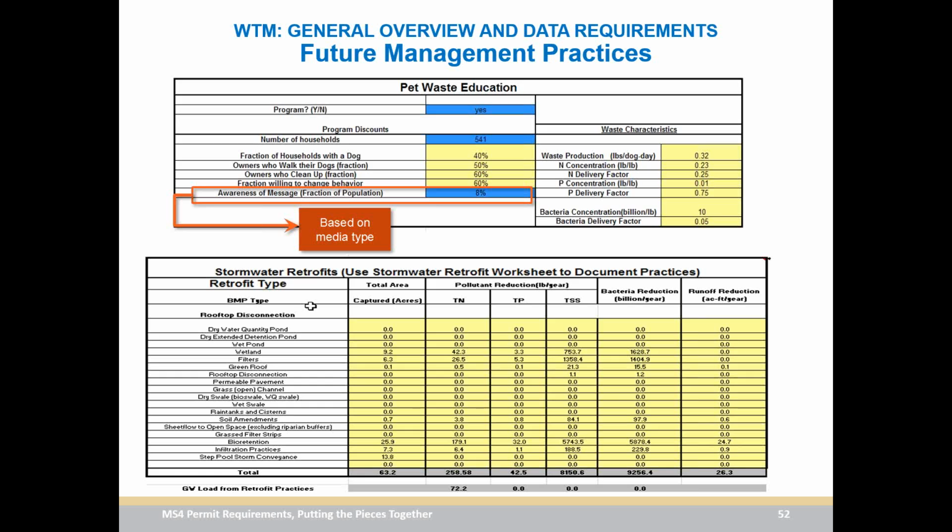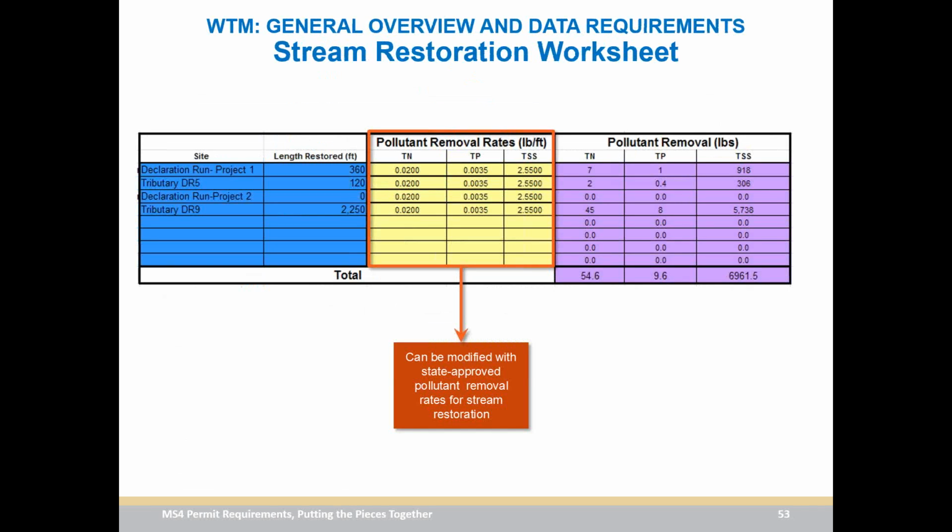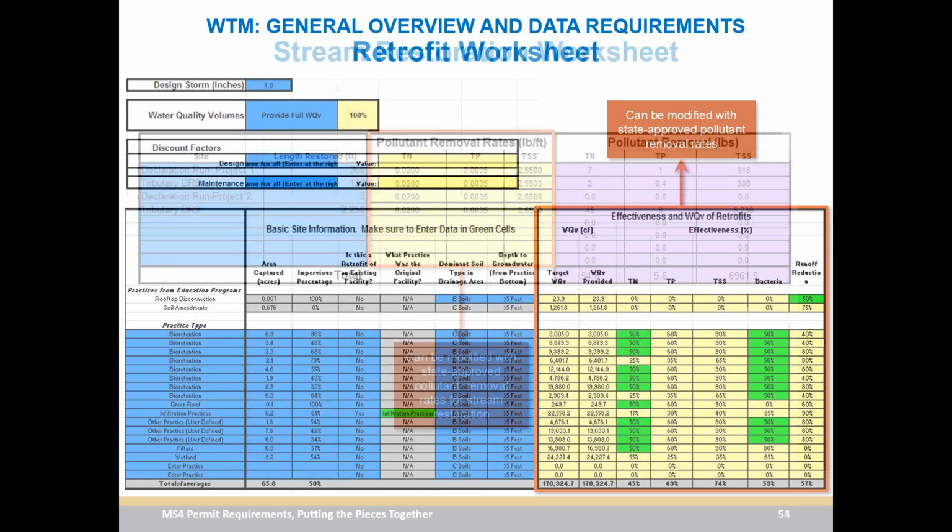For any stormwater retrofits that you may be implementing, you will again need the total area that you'll be treating, and it will assume reductions again based on the pollutant reduction estimates in the hidden tab. If you're planning on doing any stream restoration in your watershed, you also have a tab to input the specific site and the length restored, and it assumes some pollutant removal rates based on the studies that were used to create the WTM model, but you can redefine them based on any region-specific removal rates or methods.